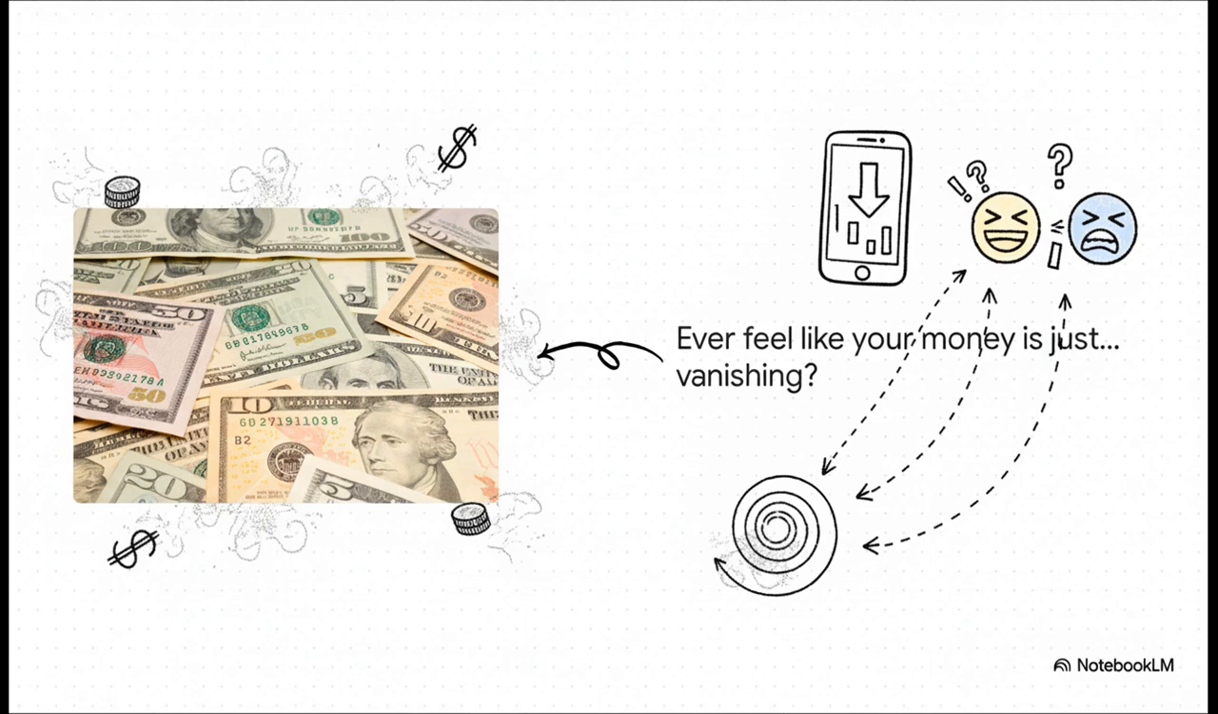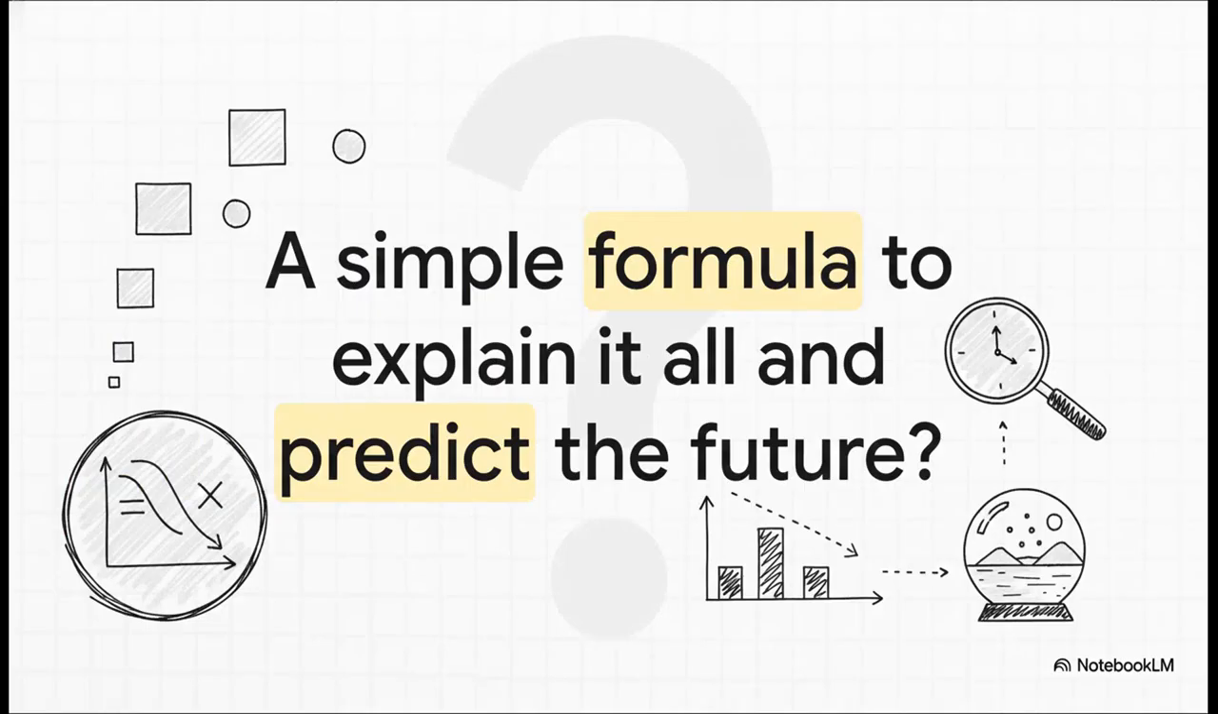It's all connected by one powerful idea. So what if I told you there's a single, simple formula that explains all of this? A kind of mathematical key that not only tells you why it's happening, but lets you predict exactly how much of something will be left days, weeks, or even years from now. If that sounds cool, you are in exactly the right place.